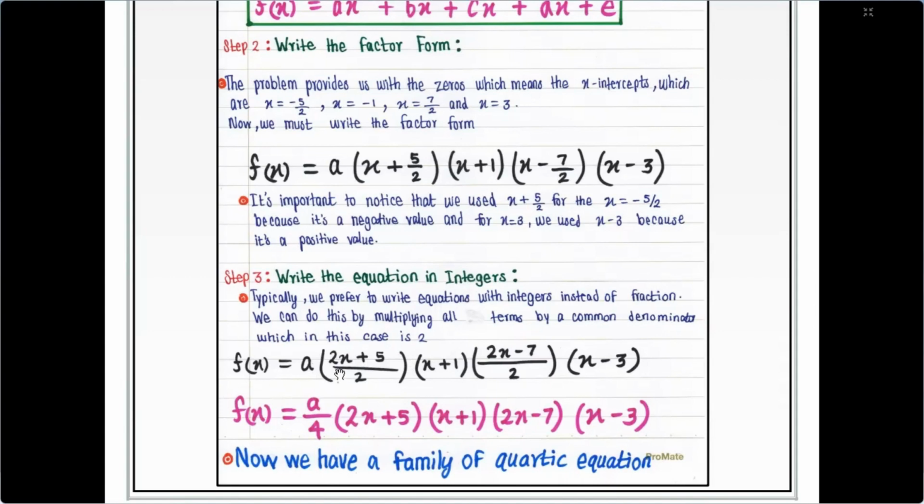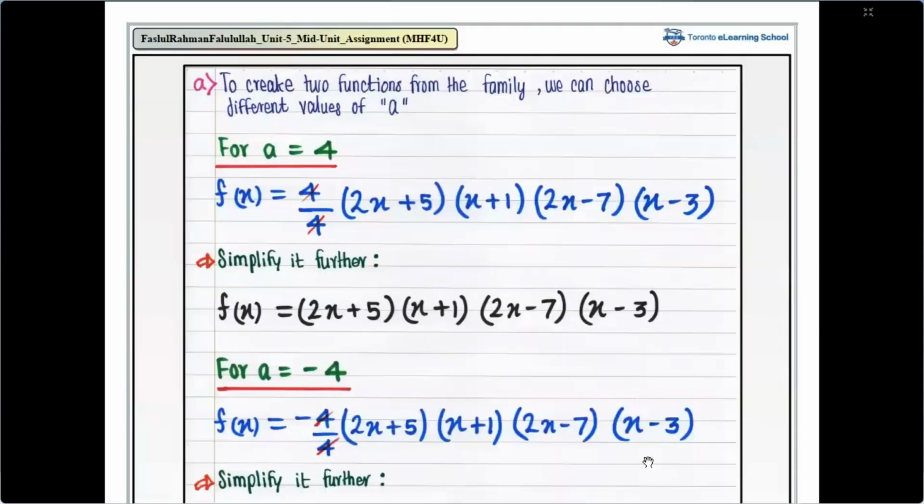So fx equal a within bracket 2 x plus 5 divided by 2 within bracket x plus 1 within bracket 2 x minus 7 divided by 2 within bracket x minus 3. So it will be like this. Fx equal a over 4 within bracket 2 x plus 5 within bracket x plus 1 within bracket 2 x minus 7 within bracket x minus 3. Now we have a family of quadratic equation.